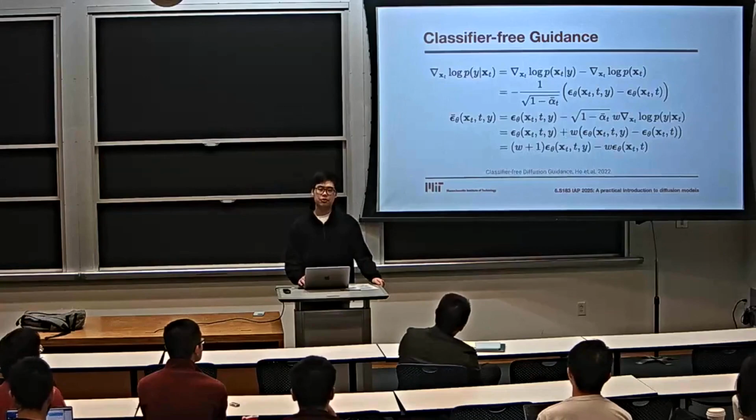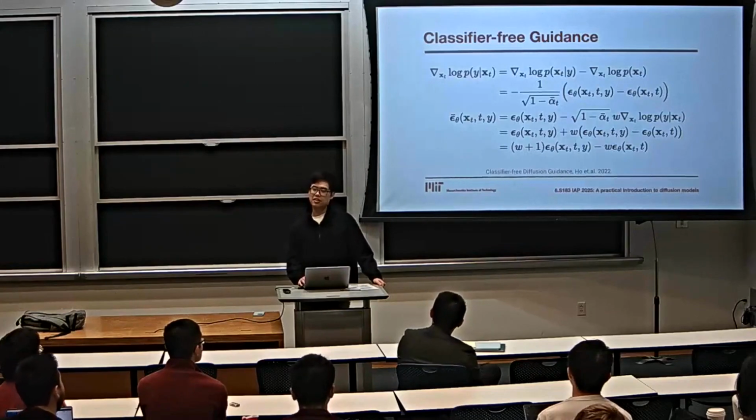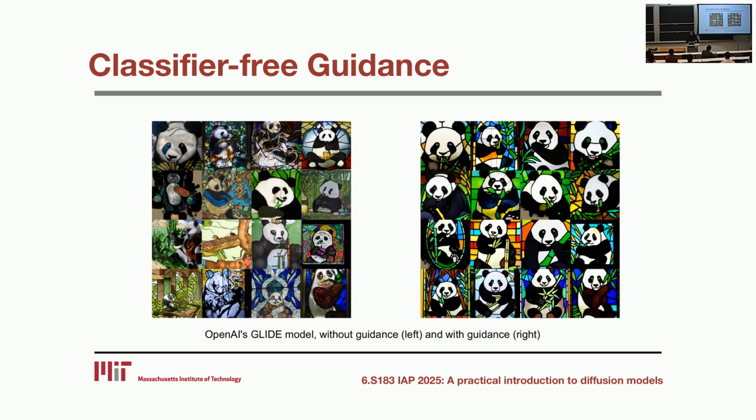And in images, people use an omega value of 6 a lot. Yeah. And what is the effect of this? If you just sample from the base model, what you will end up with is low quality pictures like this. Here we are asking the model to generate a panda on a colorful glass panel.